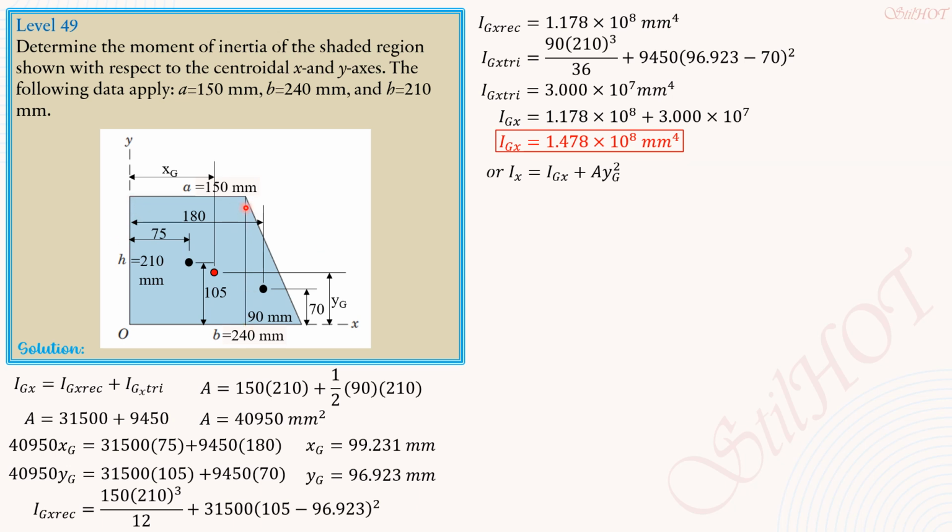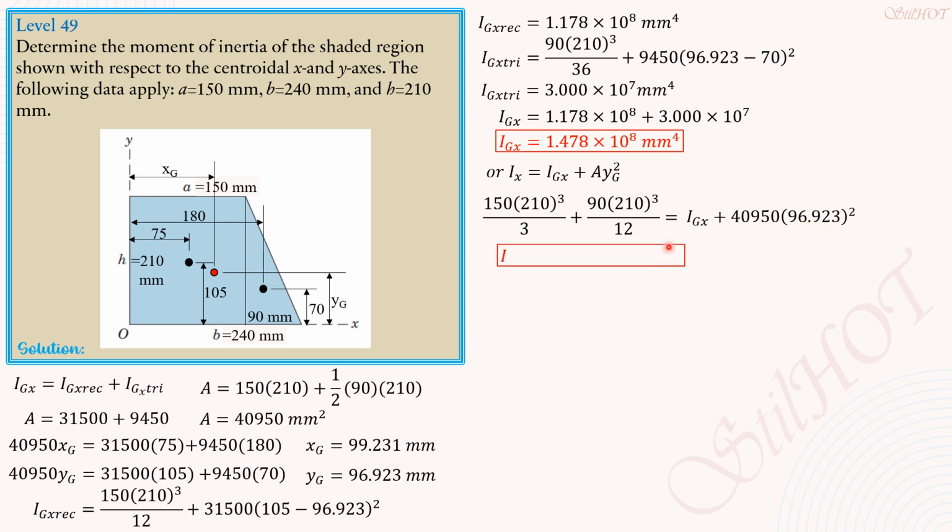IX is the moment of inertia of the rectangle with respect to the x-axis plus the moment of inertia of the triangle with respect to the x-axis. For the rectangle, base 150, height 210, so 150 times 210 cubed over 3. Remember, this is the base. Then for the triangle, 90 times 210 cubed over 12. This equals IGX plus area 40,950 times 96.923 squared, the distance between the centroidal x-axis of the entire area and the x-axis, which is YG. So computing for IGX, it should be the same as 1.478 times 10 to the 8 mm to the 4th.